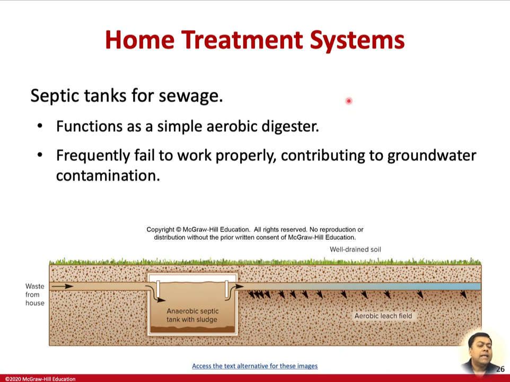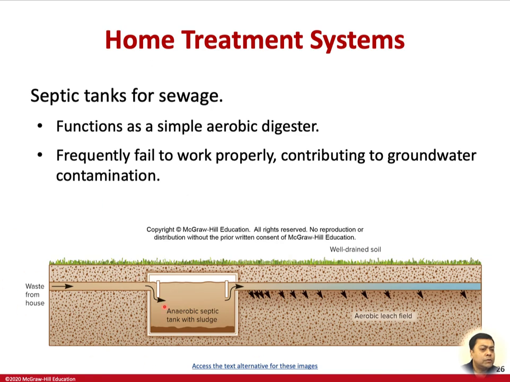So other than that, there is also home treatment, and there are many areas, particularly remote areas, which don't have a public sewage system. Septic tanks are used for sewage. This functions as a simple anaerobic digester and sometimes frequently fails to work properly, contributing to groundwater contamination.